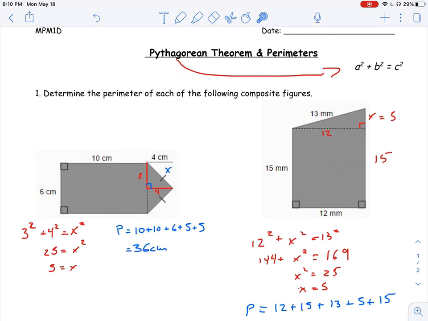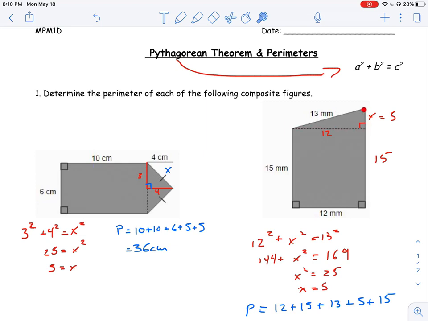Our second composite figure, we have basically a square here with a bit of a slant. It gives us the information. This side length is 12 millimeters. This side length is 15. If this is 12, that means this is 12 as well, and it gives us the slant length of 13 millimeters. Now this, we can assume, creates a right angle triangle because this is right angle down here.